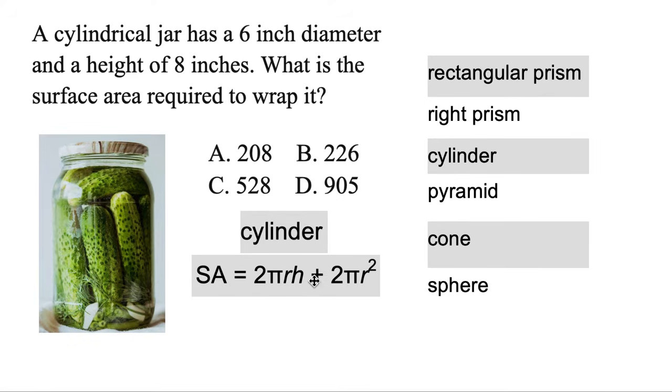Now this may look like a bunch of hieroglyphics, but basically we're going to type it into the calculator just like that. We're just going to change the letters to numbers. Now h is just the height, but that's given as 8, so we'll change h to 8. The r is the radius, but to find that we're going to use the diameter, because the diameter goes all the way across the jar. The radius is just half of that. Half of 6, the radius is 3. And now we're ready to go.